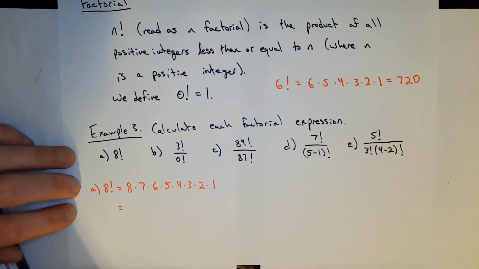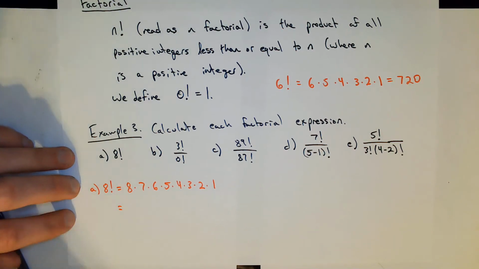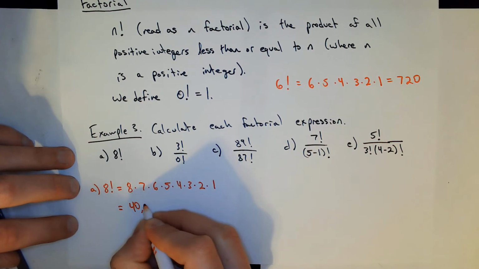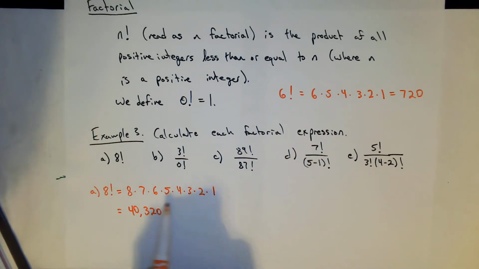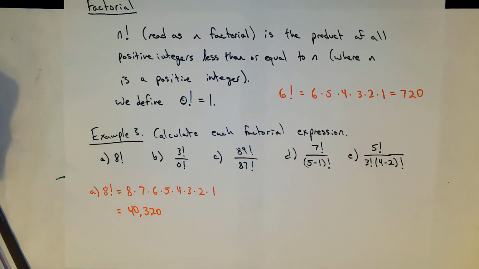I'm looking at the scientific calculator, and it does. So I can just hit 8, hit the factorial button, and I'm getting 40,320. You could easily calculate this with a calculator, though. Just plug all these in.